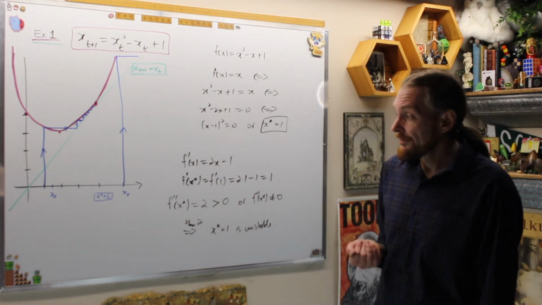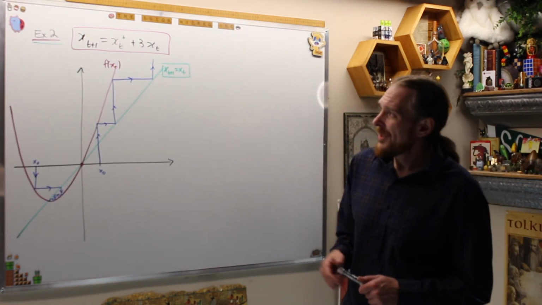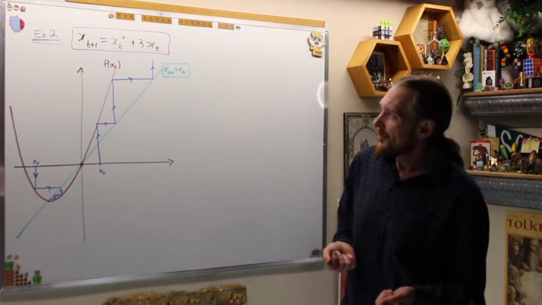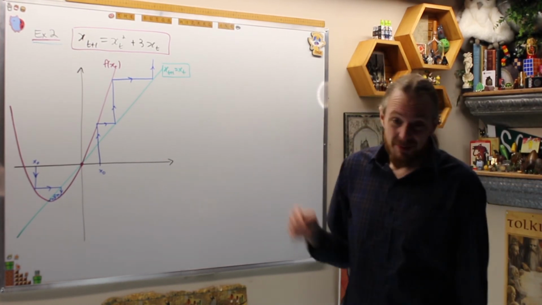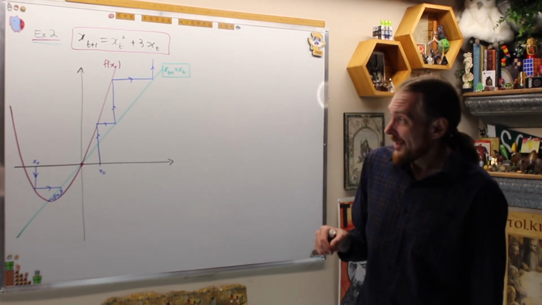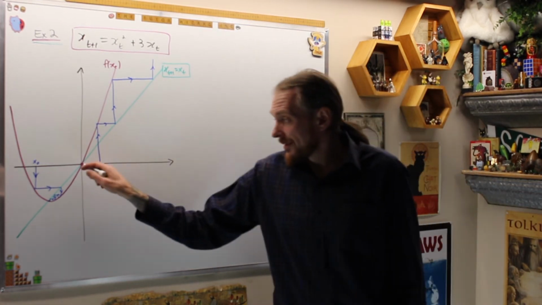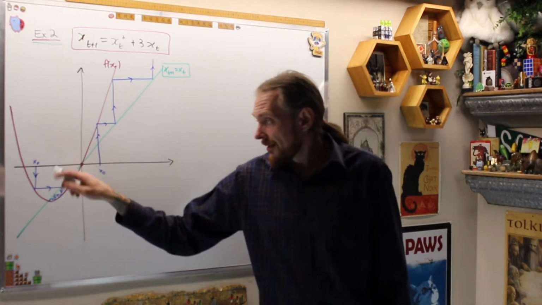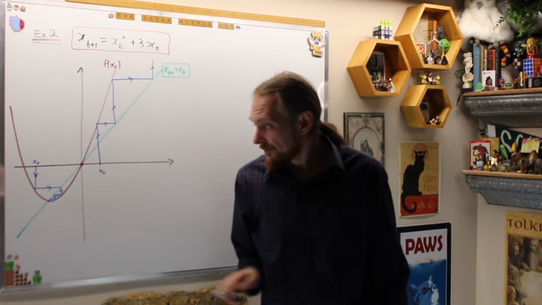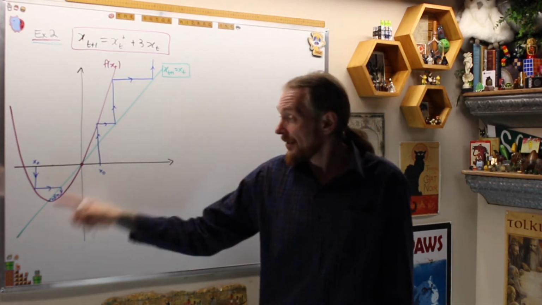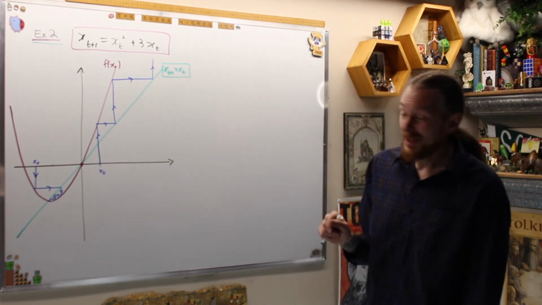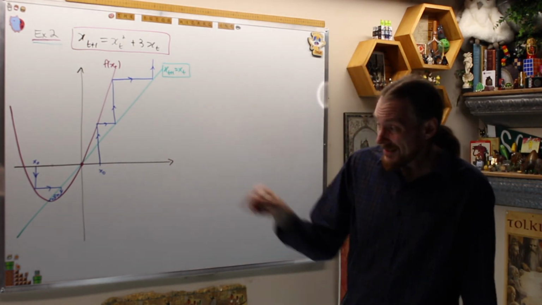Let's do a couple more. Okay, for example 2, x_{t+1} = x_t² + 3x_t. I've drawn the cobweb diagram already, so you don't have to watch me do that. But it looks like we're going to get two equilibrium points, this one and this one, where the graph of f(x_t) intersects the graph of x_{t+1} = x_t. And that's going to be 0 and −2.